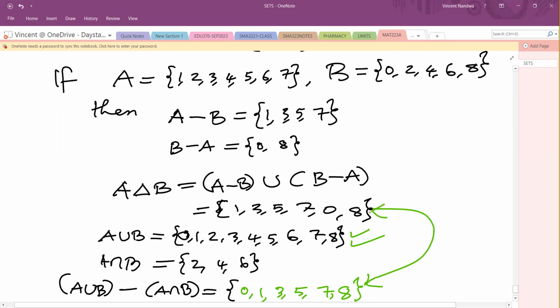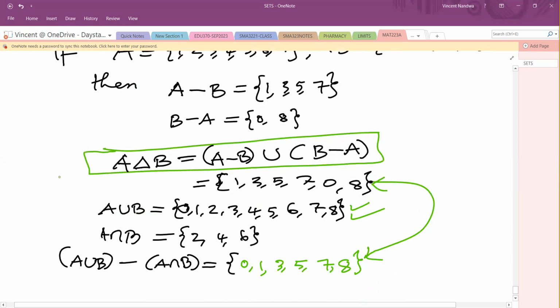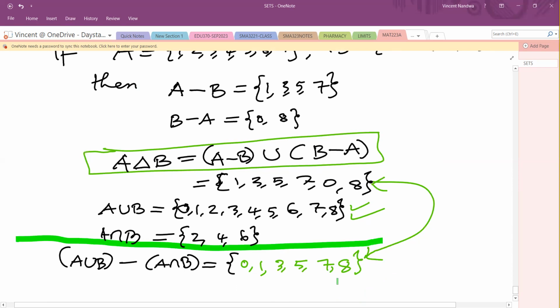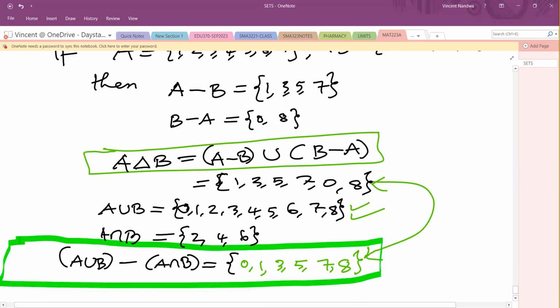So you can either remember this 1, 2, 3, 4, 5, 6, this 1, 2, 3, 4, 5, 6, and they're the same. Either you can define the symmetric difference using the union of A minus B and B minus A, or you can define it using the difference between A union B and A intersect B. Whichever approach you take, we will always arrive at the same answer. And the two approaches actually are very clearly from the Venn diagram representing the symmetric difference of A and B.